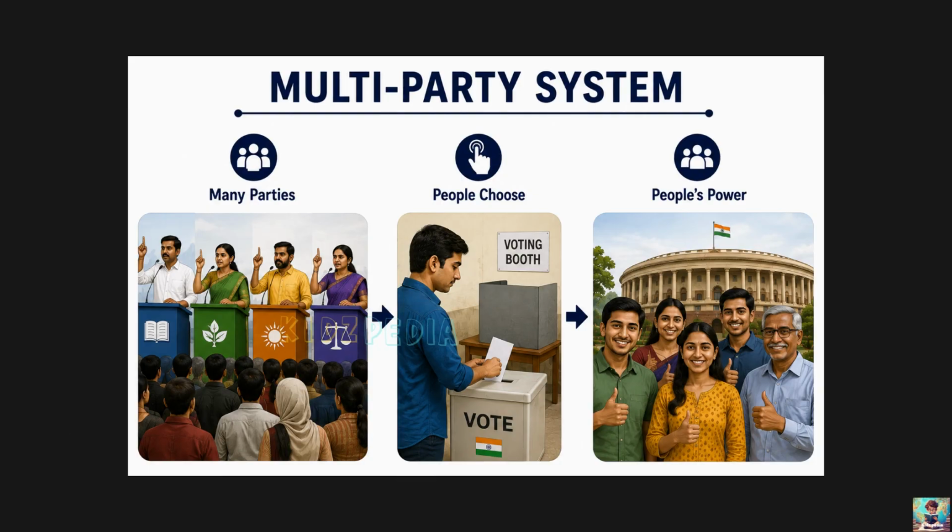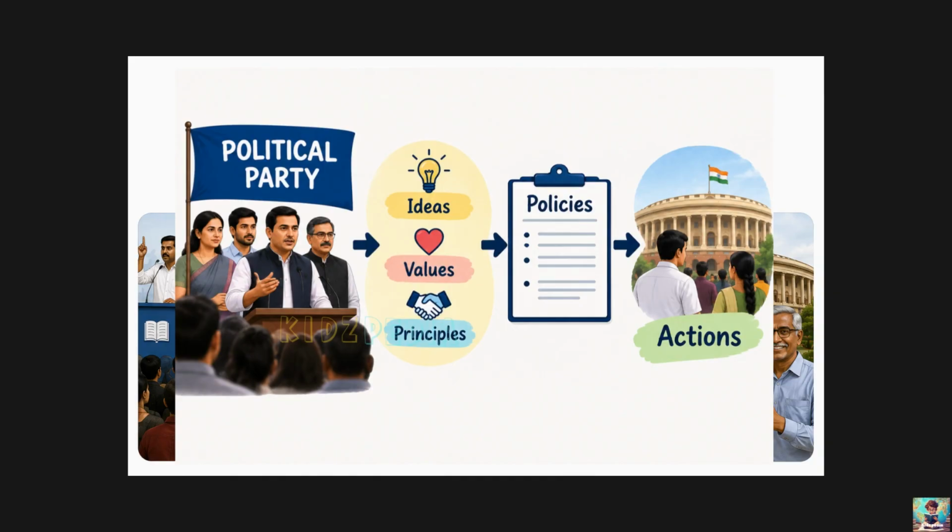So now let's understand another important feature of Indian democracy, the multi-party system. In a multi-party system, many political parties contest elections. Each party may represent different ideas, values, interests. Why is this important? Because it gives people a choice. When elections take place, people can choose the political party or candidate they think is most suitable. Now, every political party has its own ideas, values, and principles. These influence the policies and actions of that party.